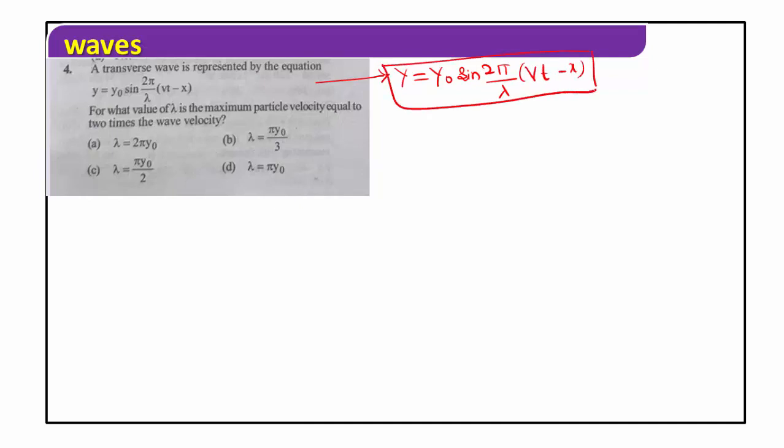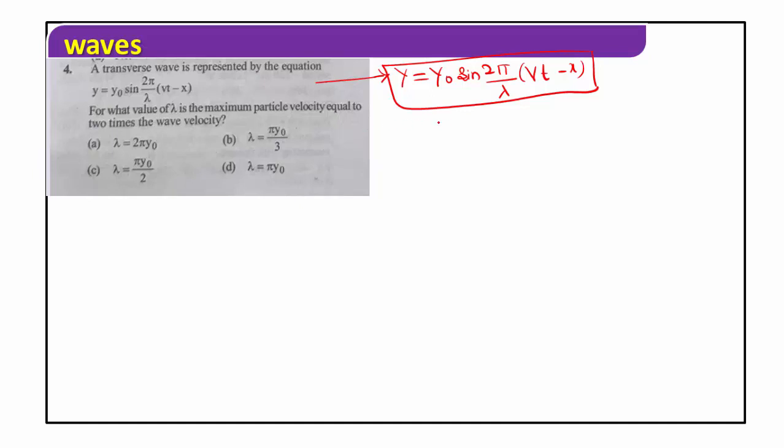Y equal to y naught sine 2 pi by lambda into (Vt minus x). For what value of lambda is the maximum particle velocity equal to 2 times the wave velocity? We have to differentiate this, then only you get the answer.